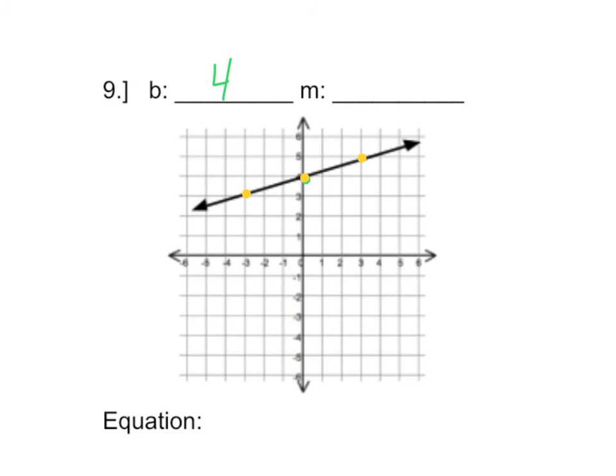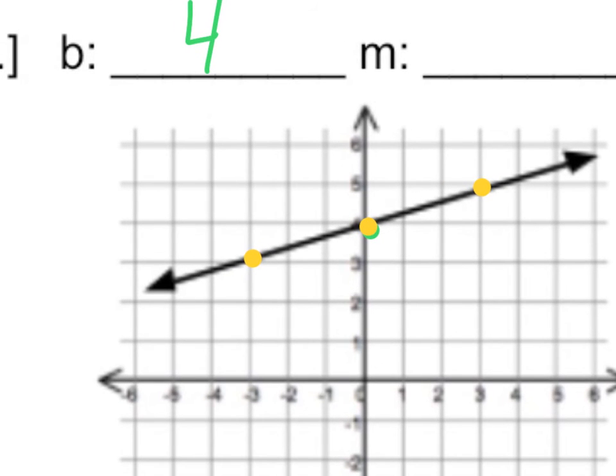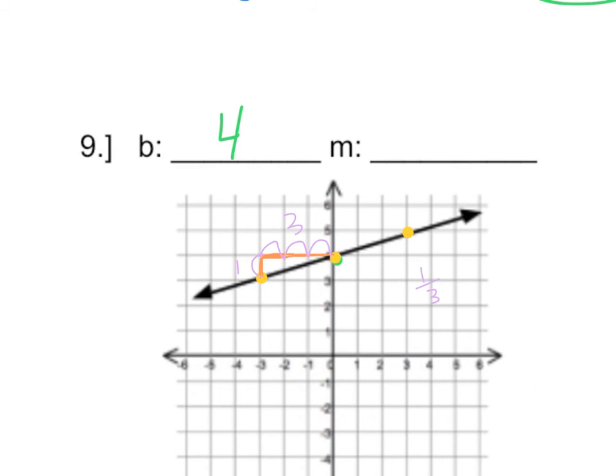Okay, now let's zoom in. Let's make the right triangle and count. So we're going to go rise over run. Stay on the grid. Make your right triangle. Okay, how many do you rise? 1. How many do you run? 1, 2, 3. So our slope is 1/3, and it's positive 1/3.